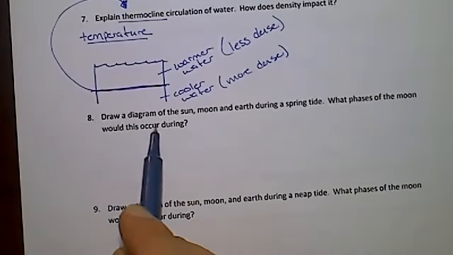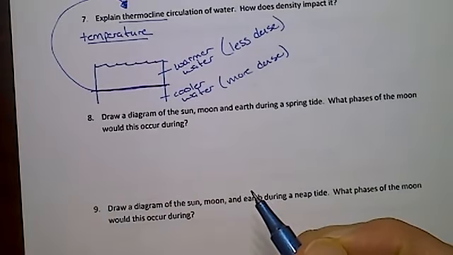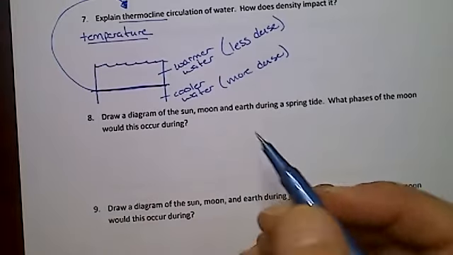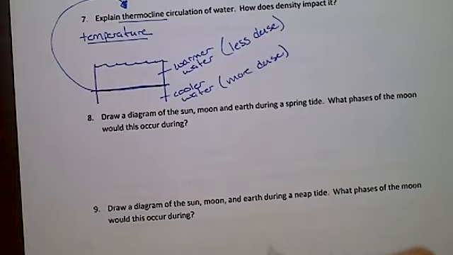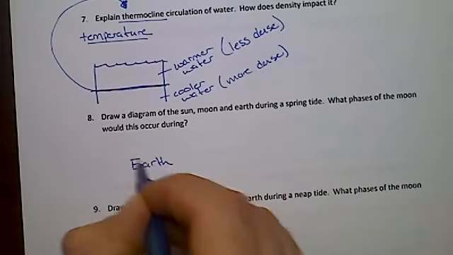Number 8, draw and diagram the sun, moon, and earth during a spring tide. What phases of the moon would this occur during? So we think back to the moon and the tides, and we think back to those spring tides. Those spring tides are unusually large high tides and smaller low tides. So that's going to be when we have the maximum amount of gravitation pulling on that water. So if we have the Earth here, right?